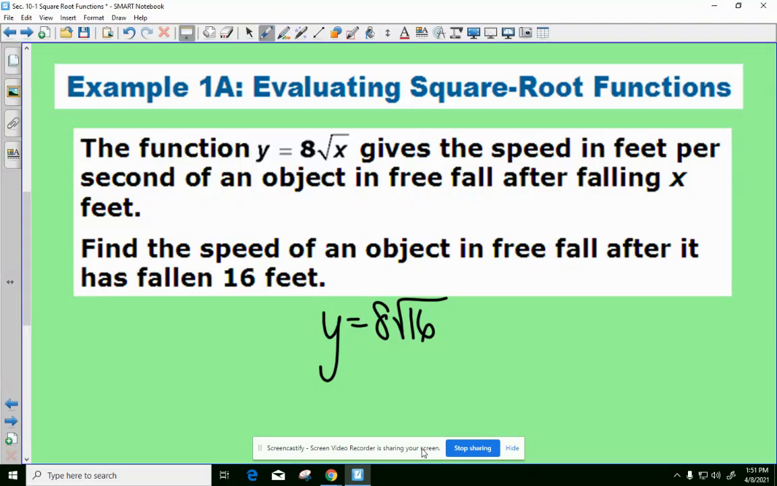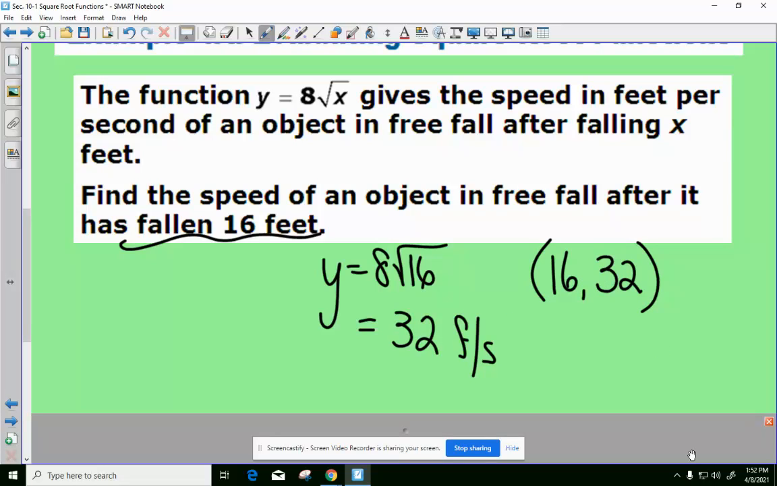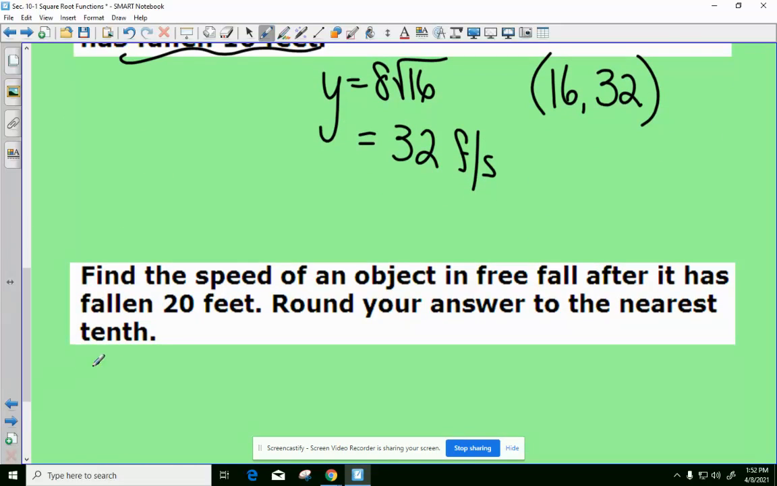Now, we all should know what the square root of 16 is. 4, and 4 times 8 is 32. So in this particular case, falling from a height of 16 feet would result in a free fall of 32 feet per second. Essentially, you've created an ordered pair. A height of 16 created an output of 32. If I increase the height, what happens to the output? It should increase. You fall from a higher distance, you should fall faster. So if I change it from 16 feet to 20 feet, I could expect the answer to be what in relation to 32? Should be higher.